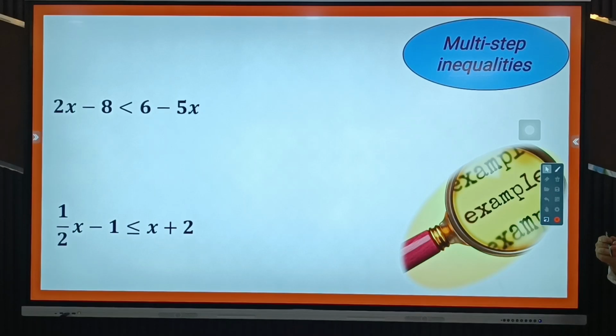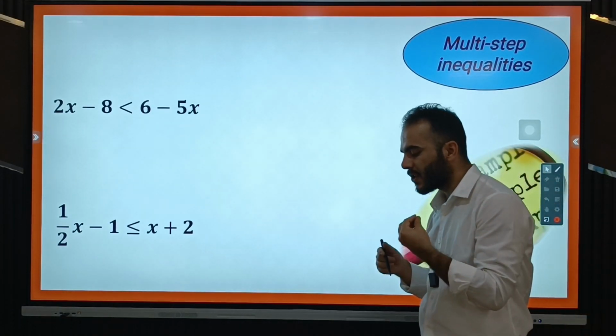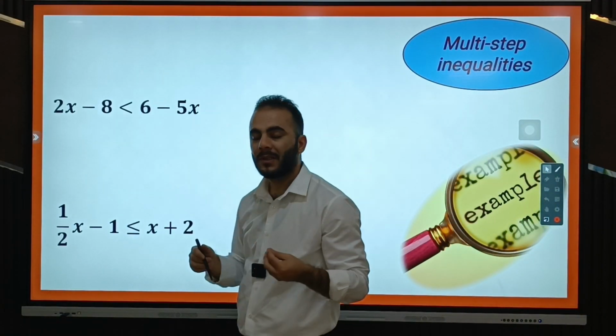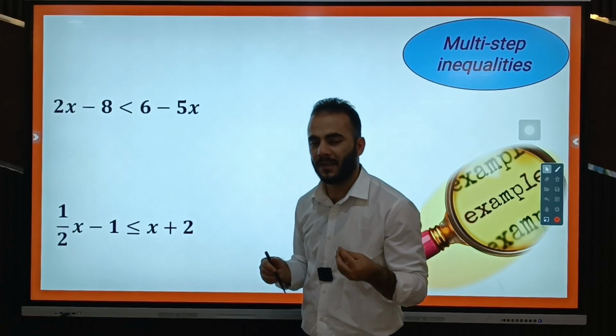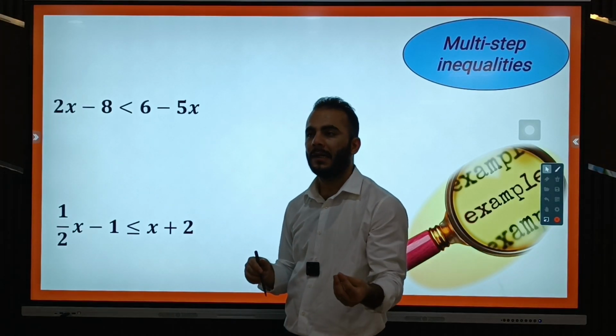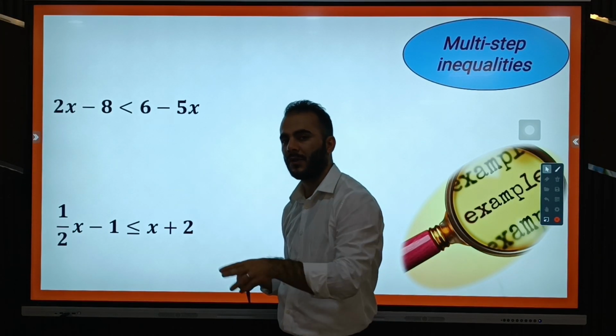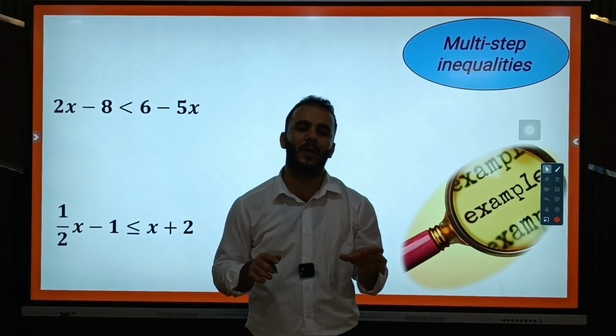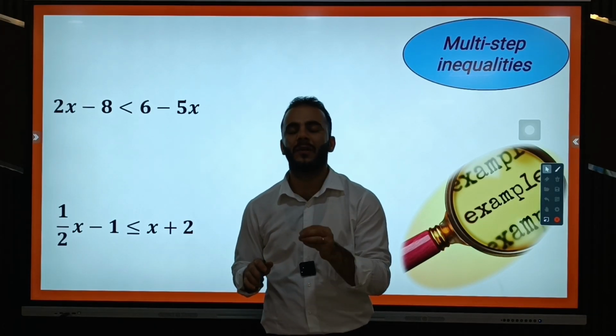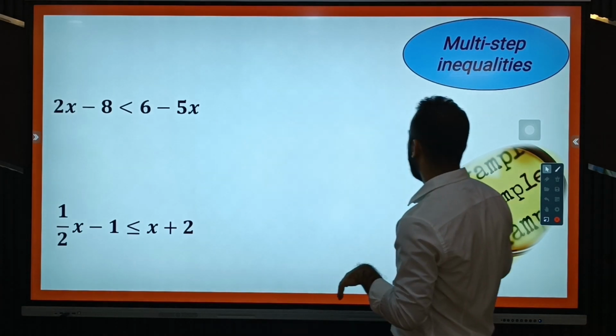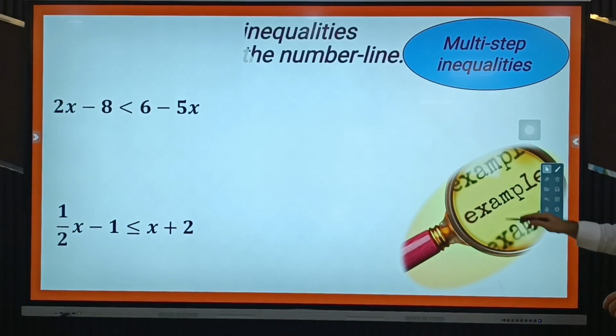Regarding single-step and multi-step, do the rule that we said: move the smaller one to the bigger one, and then shift the numbers to the other side. That's going to be enough to solve every single inequality problem. Okay, what do we have next?